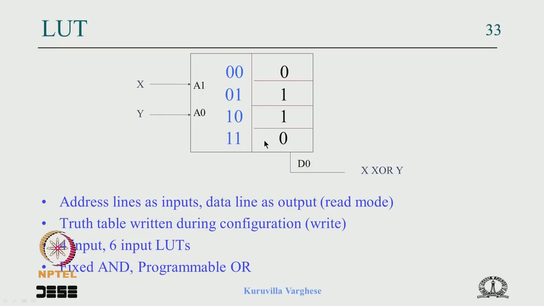So the thing to remember is that writing to the memory happens while configuring, and that write control is controlled by the configuration circuitry of the FPGA. But as a user, you use the memory in the read mode with the address lines connected to the input variables and the data line used as the output. And as I said, in the PROM case, it is a fixed AND which consists of all the min terms, and this is nothing but a programmable OR, because this is an AND-OR. We are implementing an OR of this which is programmable.